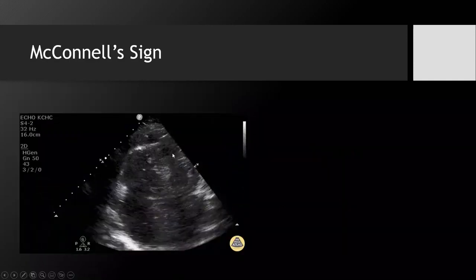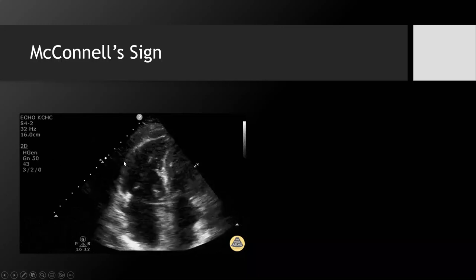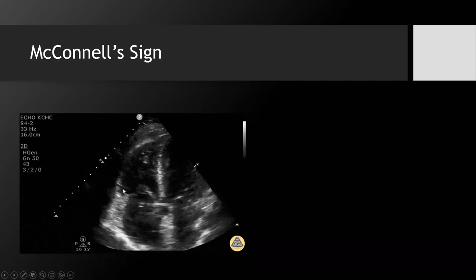Here's another example of the McConnell sign. So you have the apex doing nice, vigorous function, this mid-free wall doing nothing, and your TAPSE, your tricuspid annulus, doing a little bit.